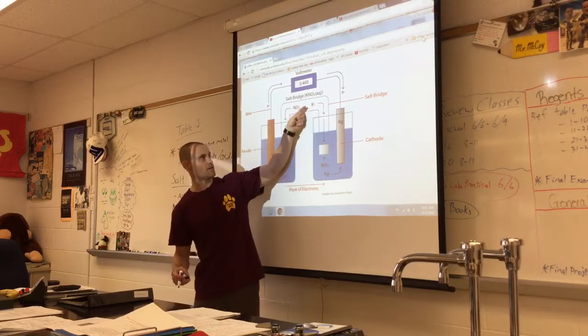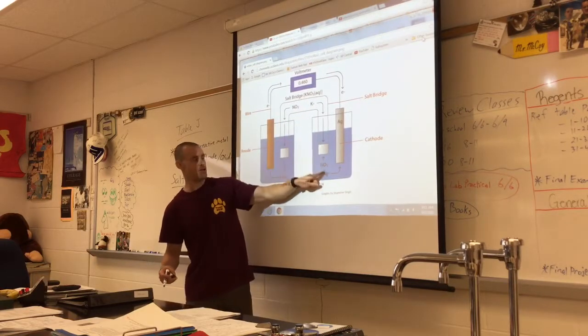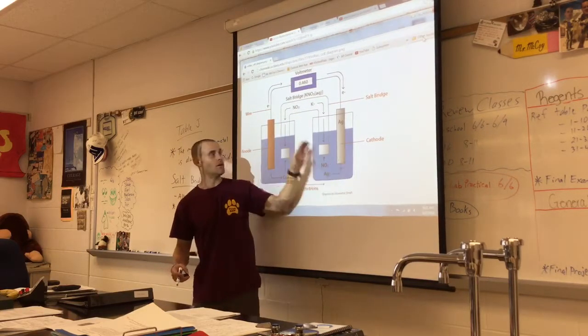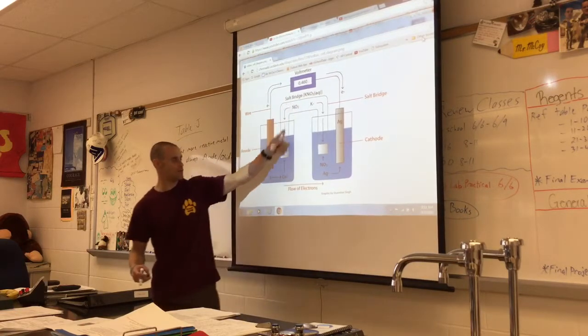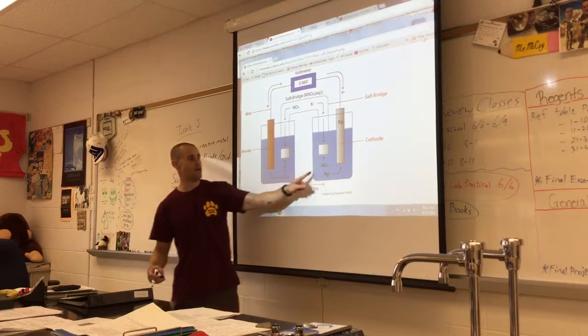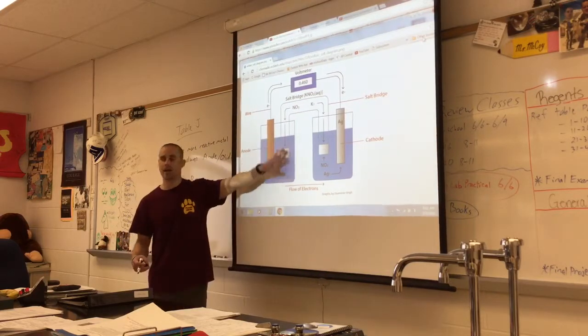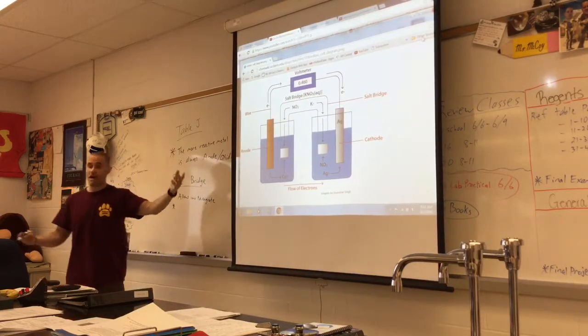So look at the K plus, it's going this way. Ag plus is a cation, it's going to the metal. So all the positives are trying to go here. NO3 minus is a negative, it's trying to get over here. So all the anions are negative going to the anode. That's how it works in batteries too.